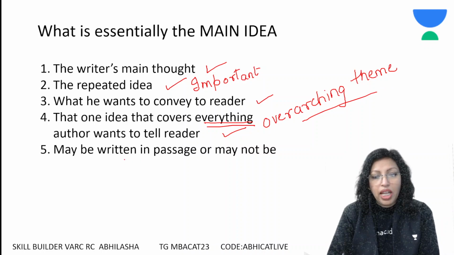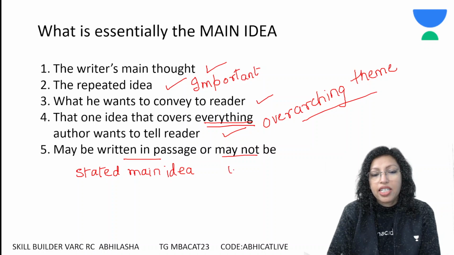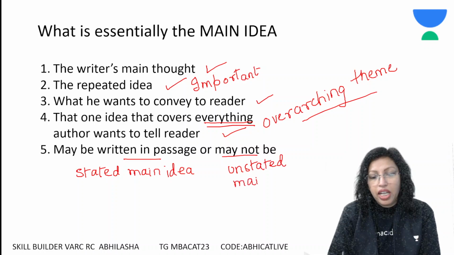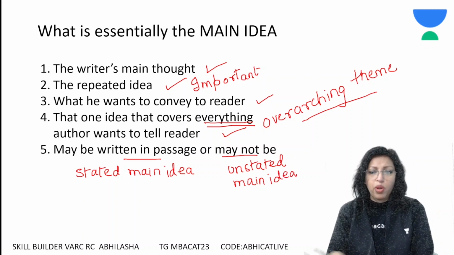Now, sometimes the main idea may be written in the passage, sometimes it may not be. If it is written, it is called the stated main idea. If it is not written, then of course it is the unstated main idea. Both types of main ideas can occur in a passage. And it doesn't really matter to us, whatever is the main idea, that's the important thing.